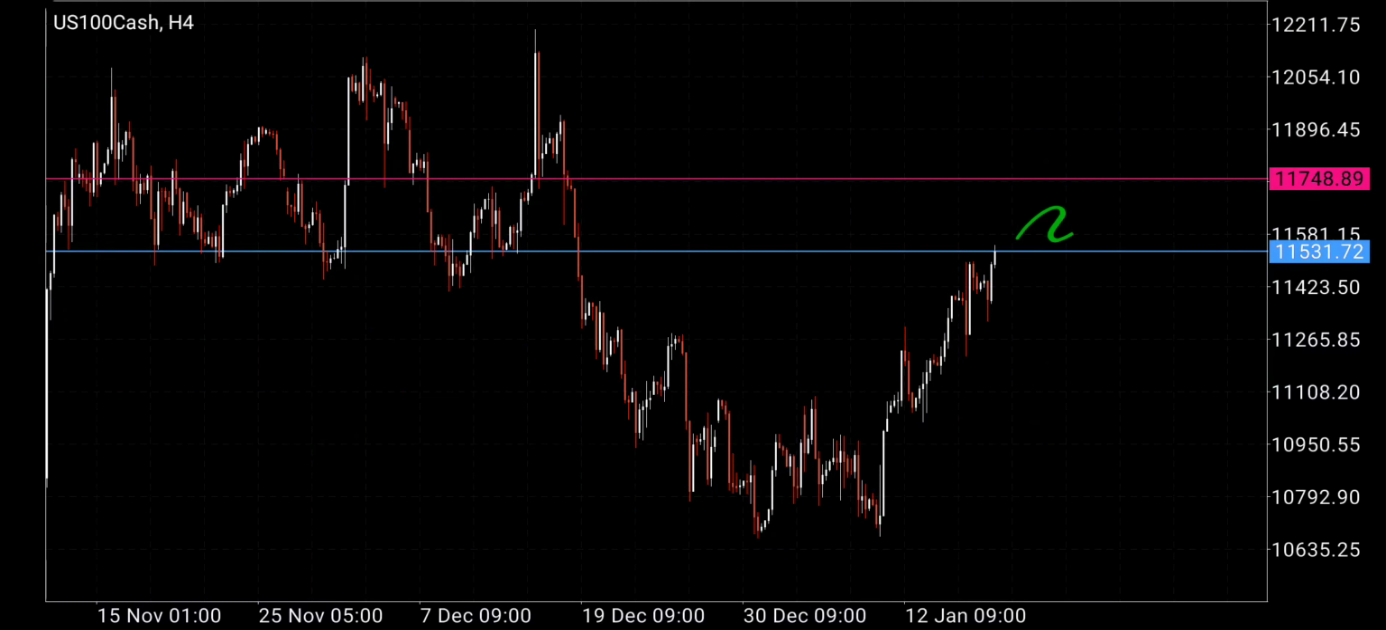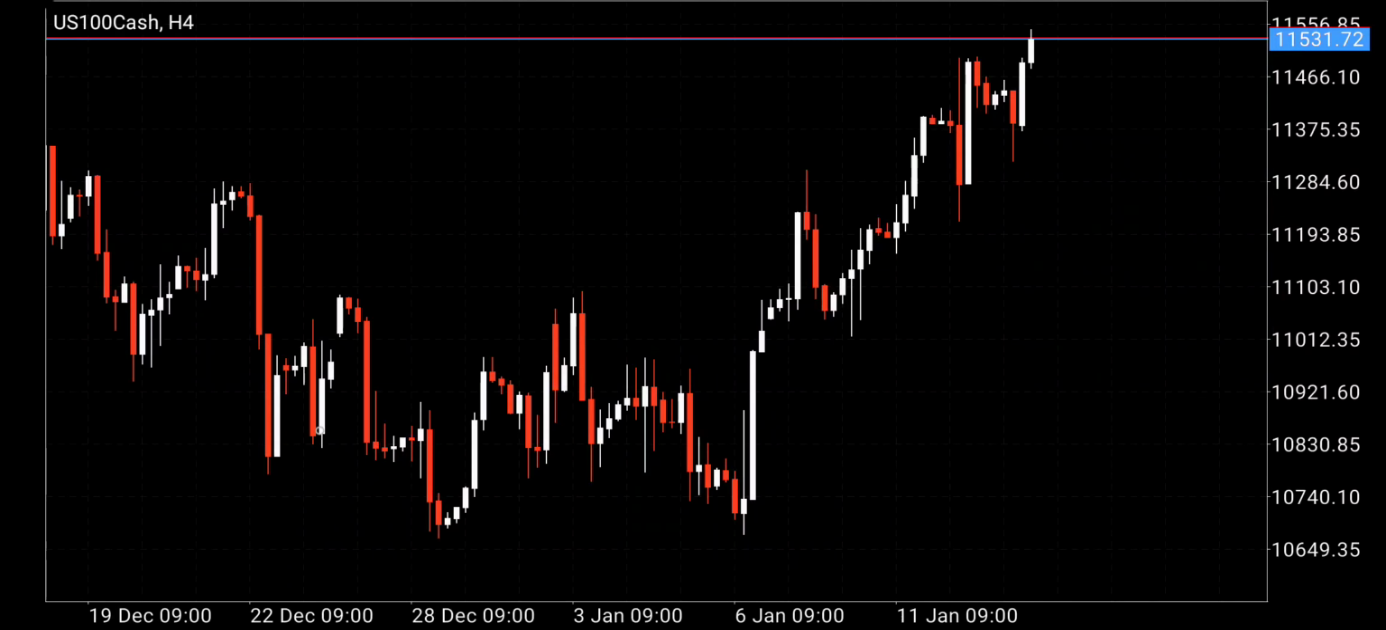Because remember, we are saying it has a high chance of going up until this 11748 or 49 on this broker. Remember, different brokers can have different prices, but we're saying it has high chances of going there. So if you're on H4, it means you will just wait for the price to pull back to a valid and tradable zone. Then you join the wave like that, and you push until we get to that.